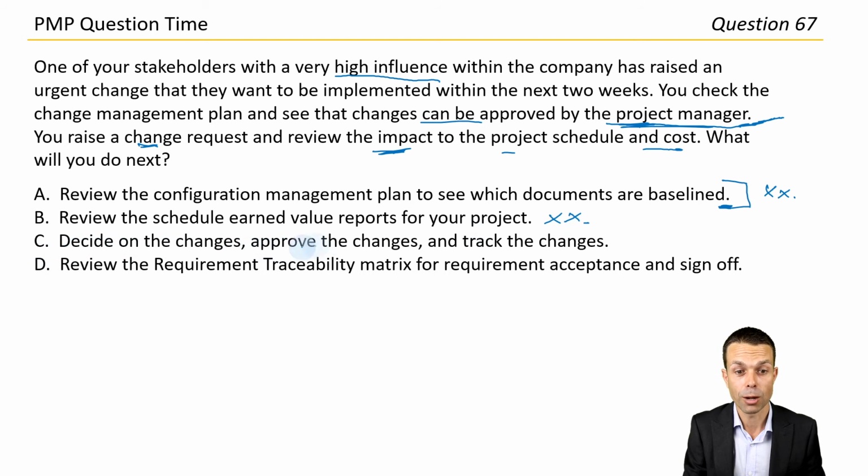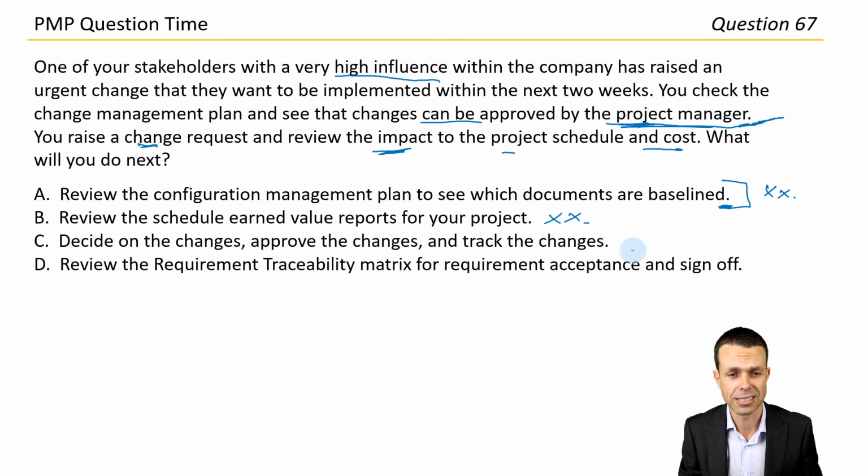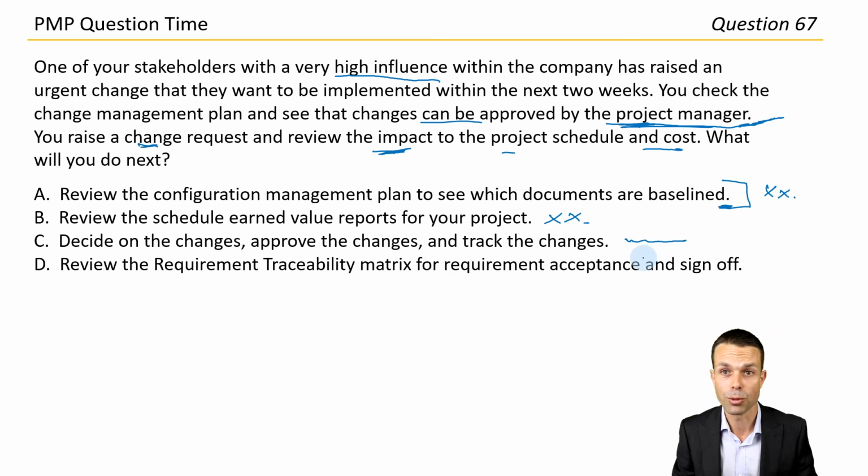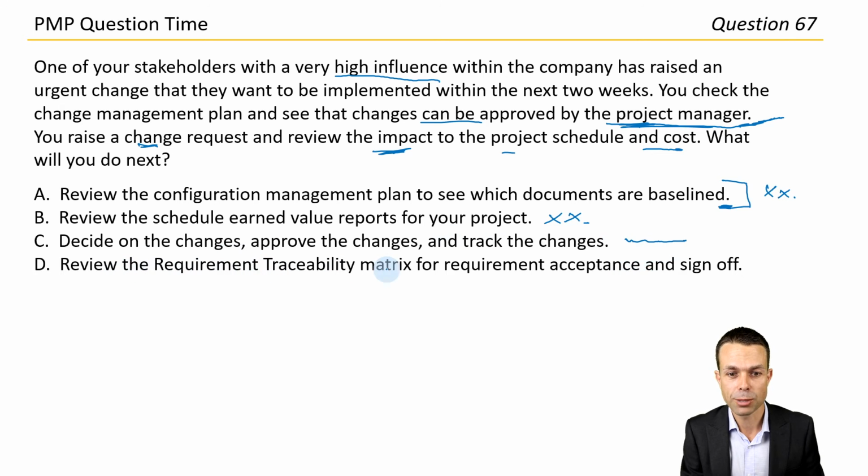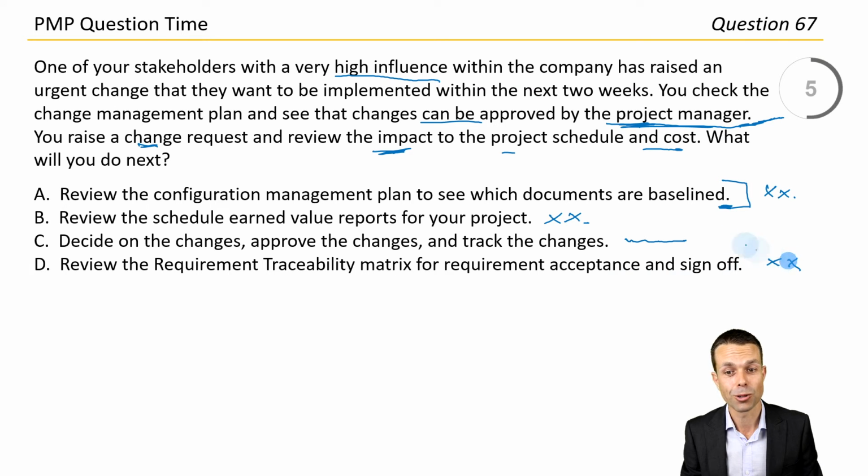Decide on the changes, approve the changes, and track the changes. That sounds promising because we have the power here. So we can actually do all those things as the project manager. So we can approve them, we can track them, and then typically we would communicate those back out to the people who made the changes. So I think maybe that one. Review the requirements traceability matrix for the requirement acceptance and sign off. I think we're not at that stage either. We're talking about changes. So changes, here we go. Make the world go round.